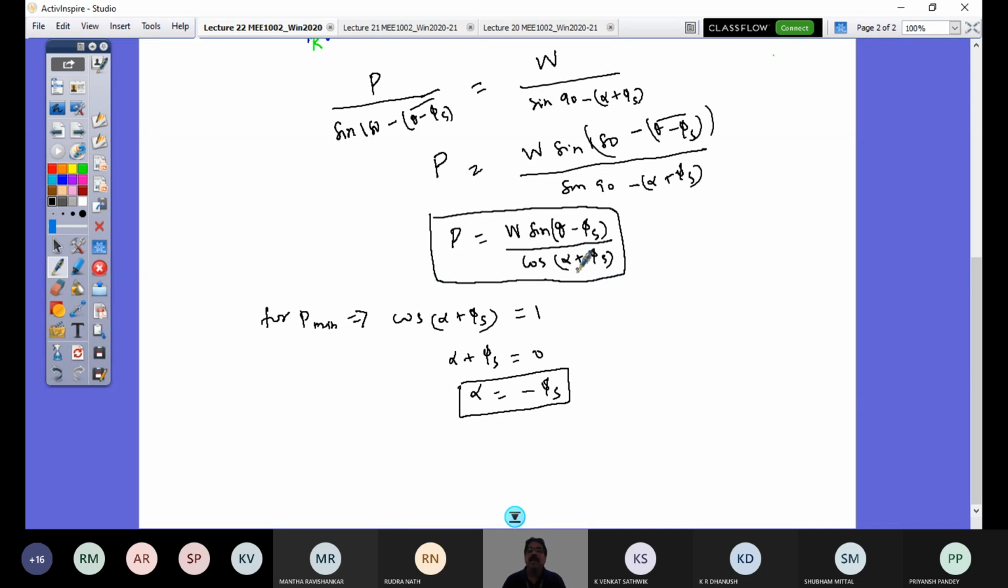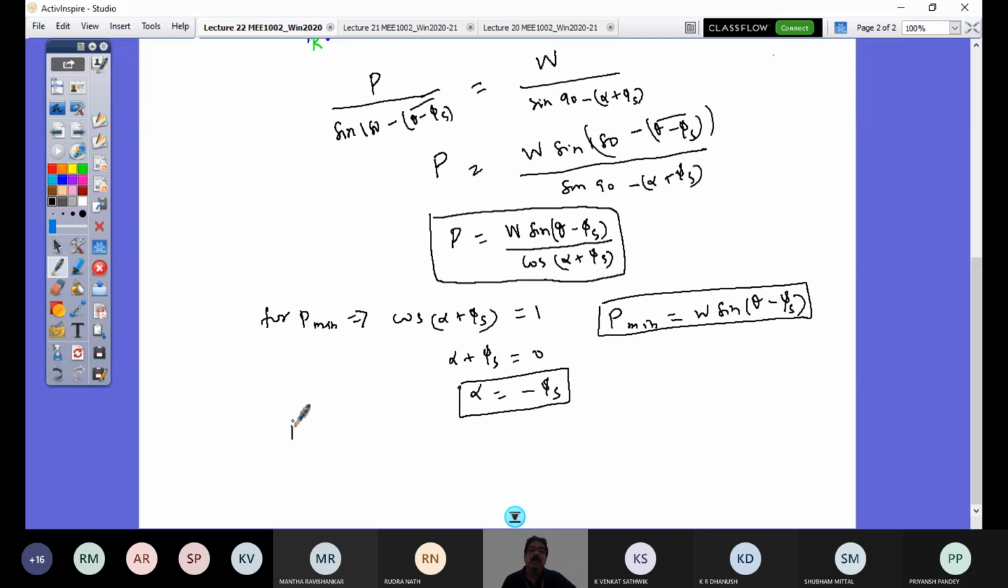So if I substitute that in this, what would happen? This is going to be 1. So P minimum value is going to be W sine (theta minus phi s). That's the minimum value of P just required to hold the block, preventing it from sliding down. That's the expression, P minimum required.